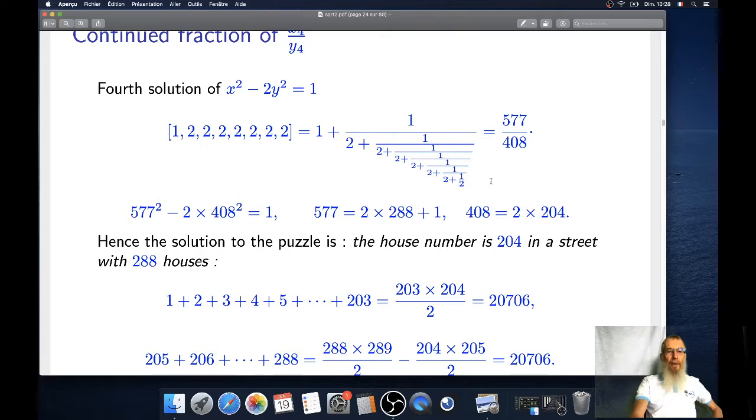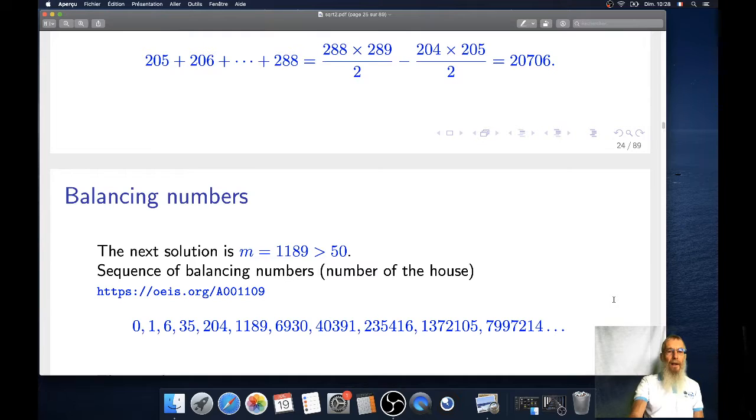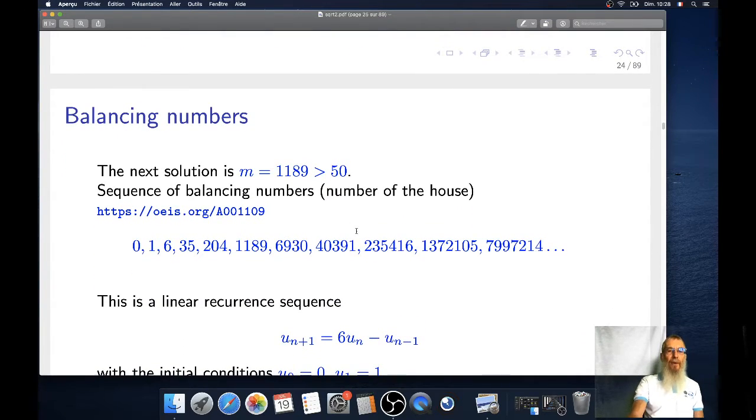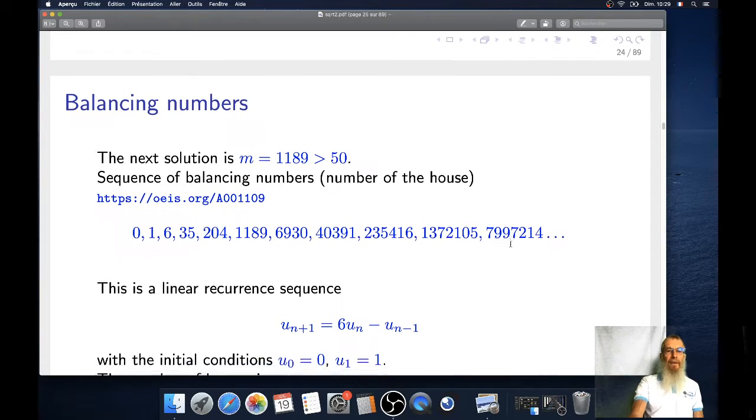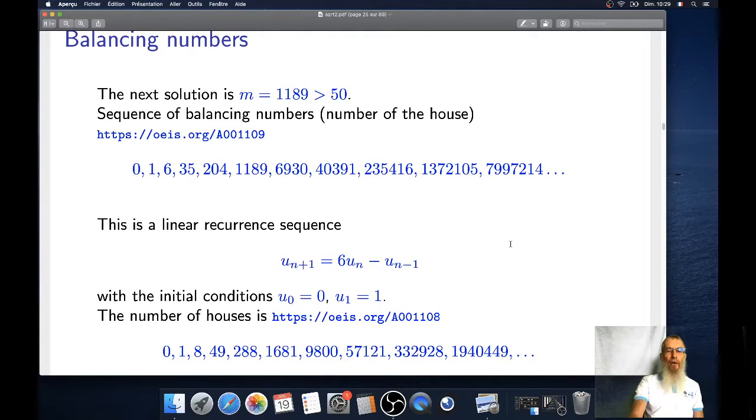In terms of the street number, you have to write the denominator as an even number, it is 2 times 204, and the numerator is an odd number, it is 2 times 288 plus 1. And so the solution to the puzzle is that the house number is 204 in a street with 288 houses. And you check it like this. The next solution is 1189. It is greater than 50, but it is less than 500. So there is a unique solution to the puzzle of Mahalanobis.